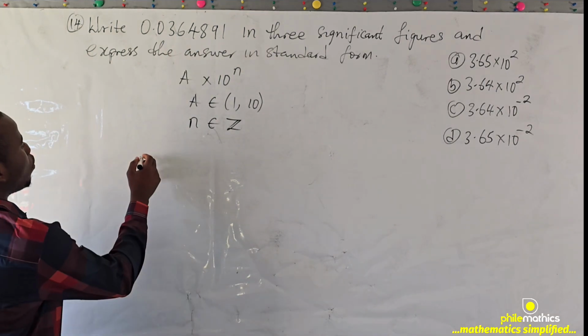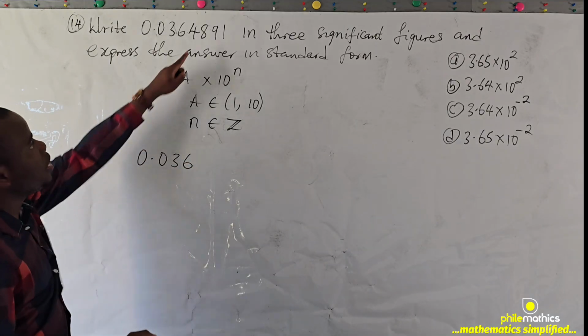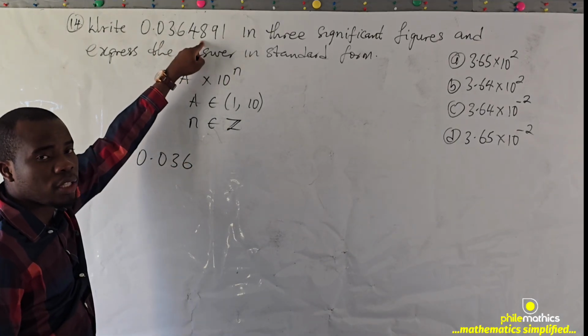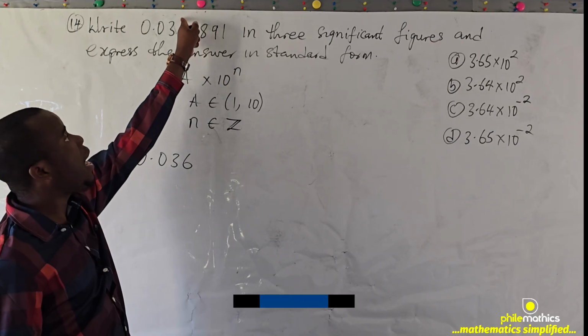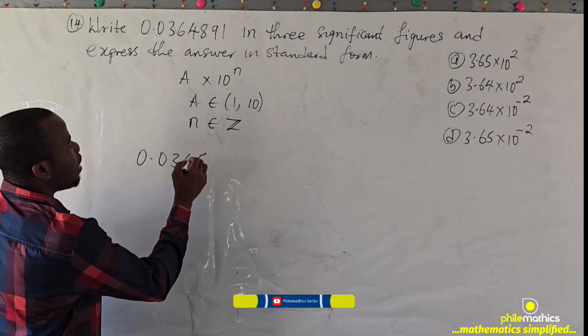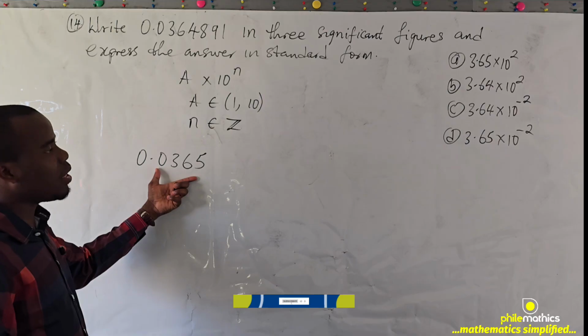So we have 0.036. For this third one, you have to check if the subsequent figure is 5 and above. If it is, we round up and add it to here. So this will become 5. So this is the correct 3 significant figure.